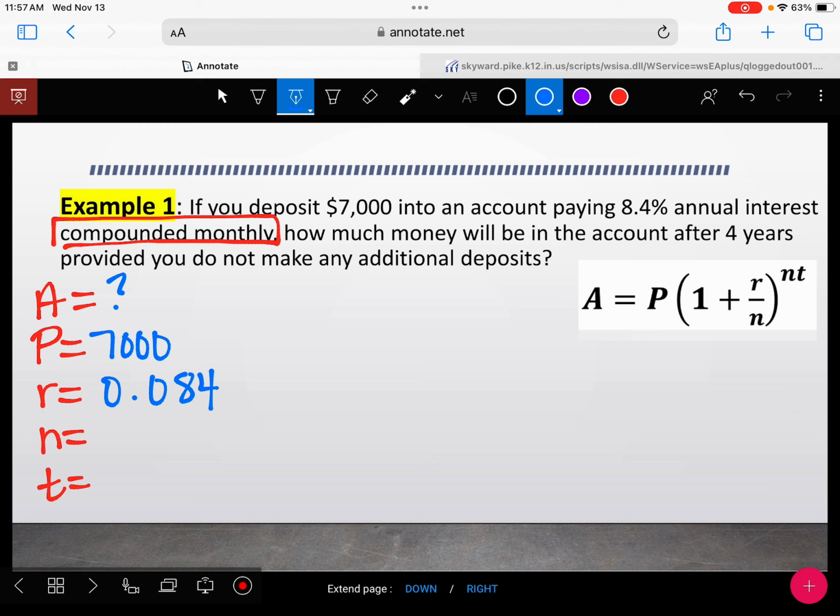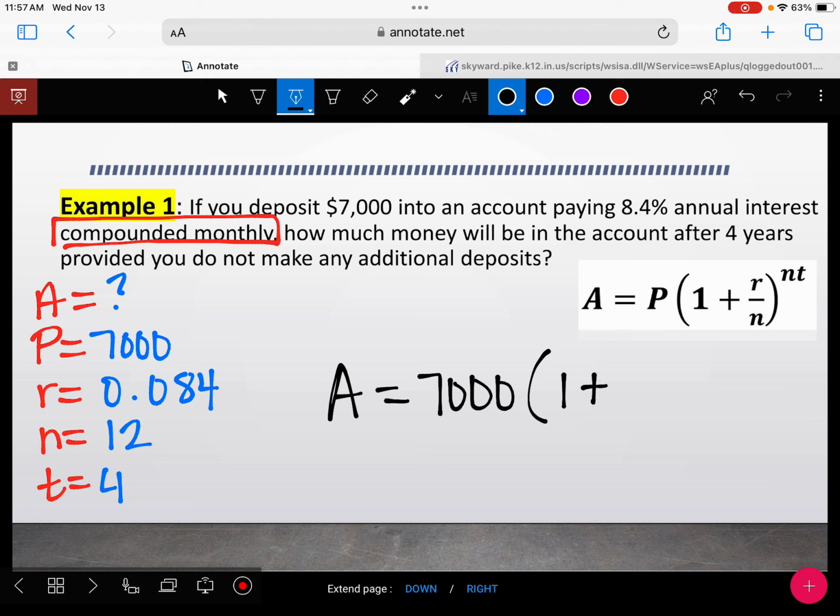N is the compound frequency, and if it's compounded monthly, there are 12 months in a year. So N would be 12. And we want to know how much money is in the account after how many years? 4. So you need to very carefully, I'm going to write it the way you should type it. So it should be 1 plus, and then you're going to put the rate over N to the power of 12 times 4.